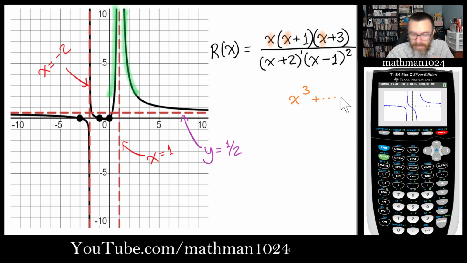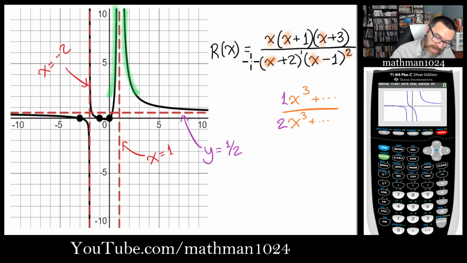I don't care about that. I care about the lead stuff. And then in the denominator, I have x, then I have x squared, which again is x to the third, and then plus the other stuff. But in order for me to have y equals 1/2, I need to have this in a ratio of 1 to 2. So the way that we fix that is just by putting a factor of 2 in the denominator like that.